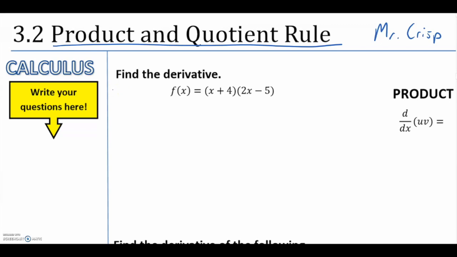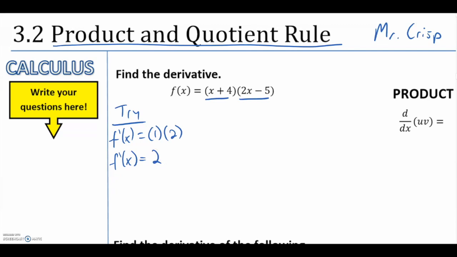So to start with, let's look at the example that's listed right here to find the derivative. The function we're given is f of x equals (x plus 4) times (2x minus 5). Now, if you were going to try this one on your own, what you might think is a little bit like our properties of limits. I'm just going to go ahead and try to evaluate these two derivatives separately and multiply them together. What we get would be f prime of x equals the derivative of x plus 4, which is 1, times the derivative of 2x minus 5, which is 2. And f prime of x would just equal 2.